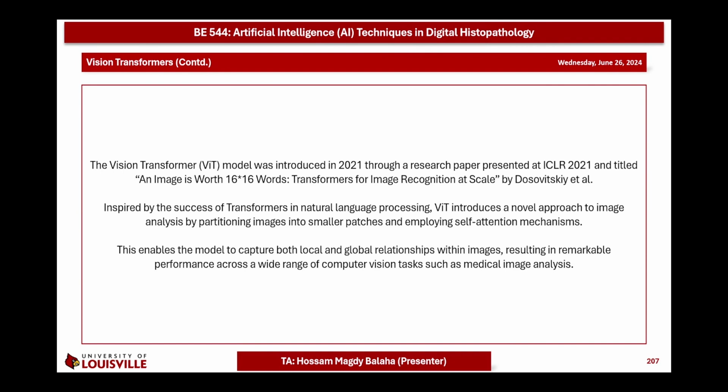So instead of dealing with the image as a whole, we are dealing with images as smaller patches. And as noted, in natural language processing we are dealing with words or vectors, so images are converted into vectors to be used with a self-attention mechanism. Vision transformers can capture both local and global relationships within the image, and based on that, it became a remarkable approach in many tasks and fields such as medical image analysis.